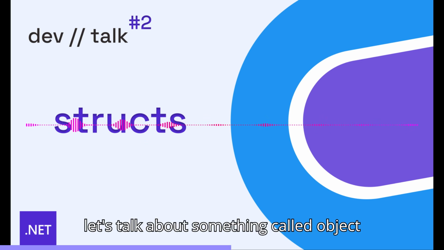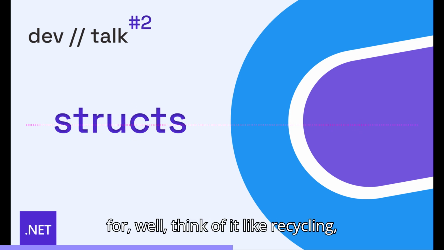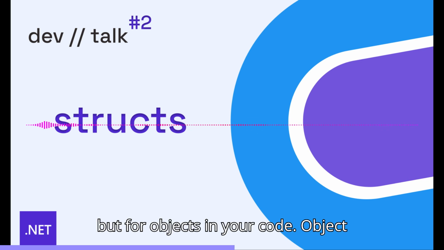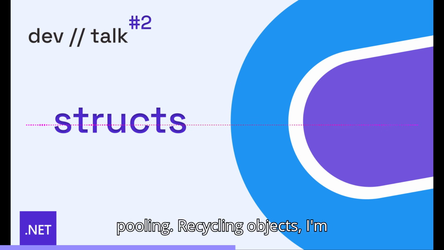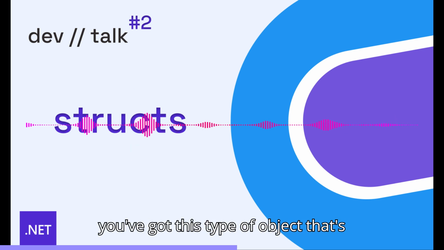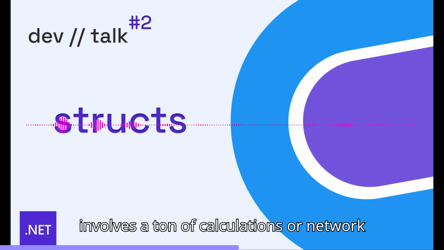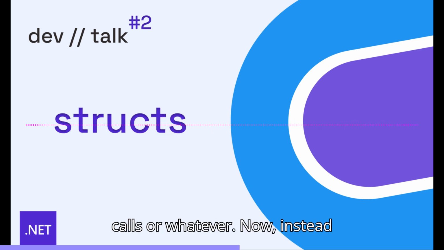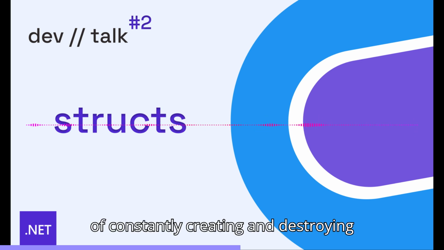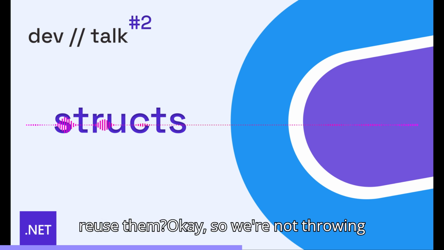All right, let's talk about something called object pooling. Think of it like recycling, but for objects in your code. Object pooling. Recycling objects. I'm intrigued. Tell me more. So picture this. You've got this type of object that's super expensive to create. Maybe it involves a ton of calculations or network calls or whatever. Now, instead of constantly creating and destroying these objects, what if we could reuse them?